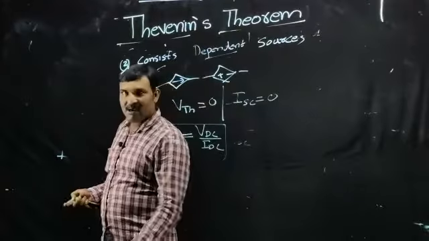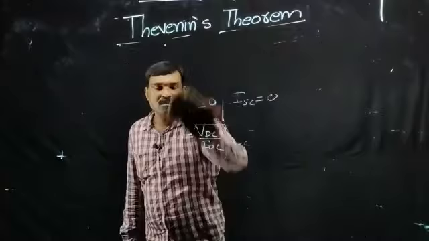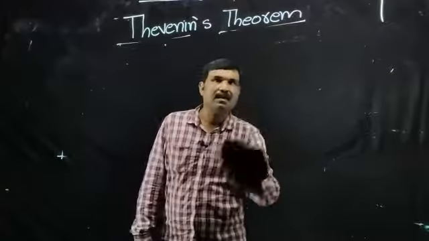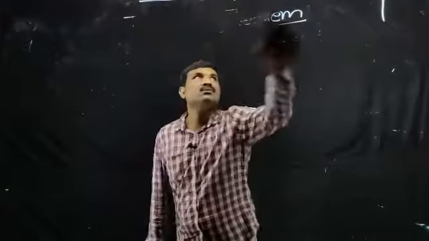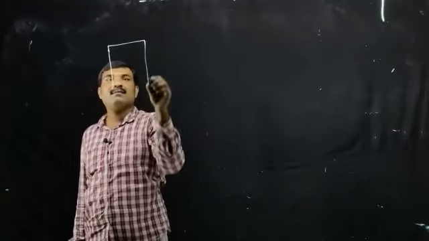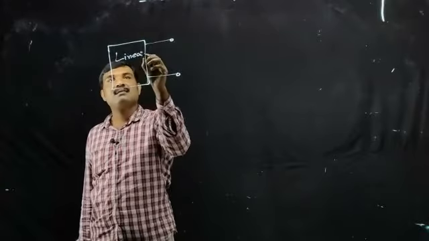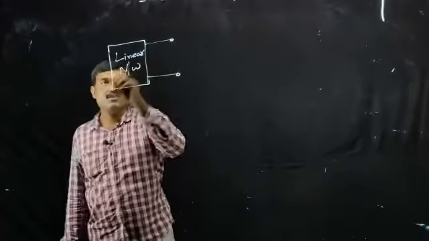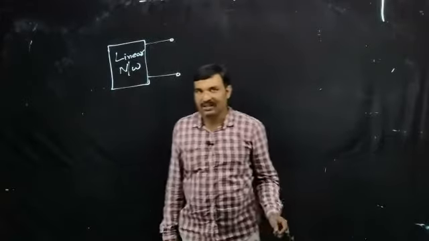Now, based on these three cases, we have to do some different problems that are applicable for GATE and also for ECE. So the first question is a very simple question. I'm drawing a network. We have a two-terminal network, a linear two-terminal network consisting of bilateral elements and sources.